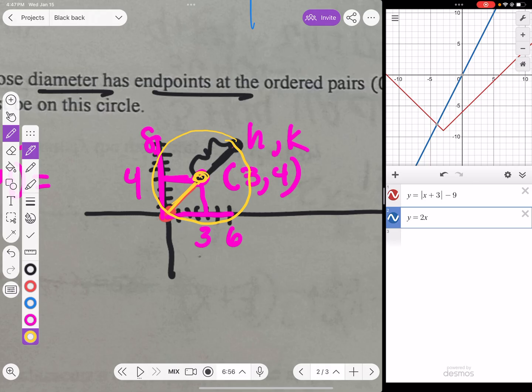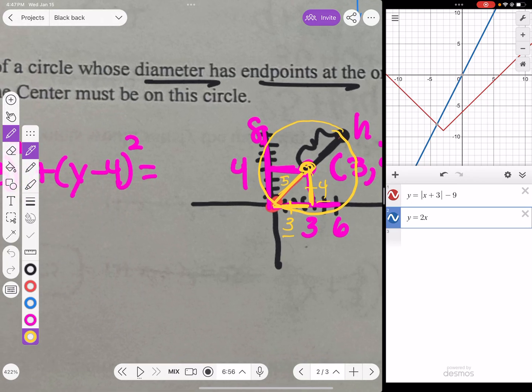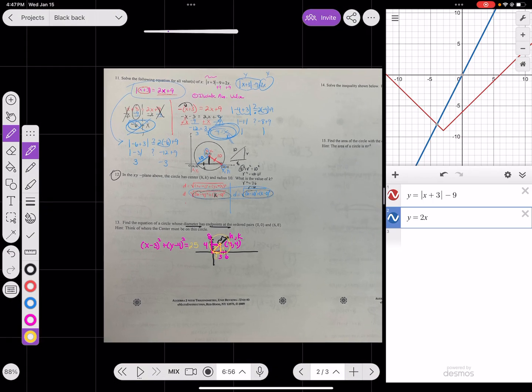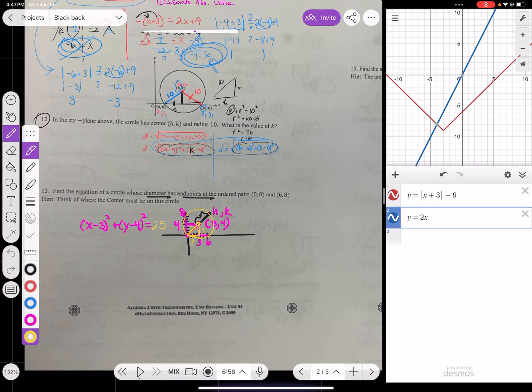I need to know its radius. But I just figured out this dimension here on this triangle is 3, and this height here is 4. This is one of those 3, 4, 5 triangles. And so I know my radius is 5, and so radius squared, 5 squared is 25. And now you've got your circle figured out.